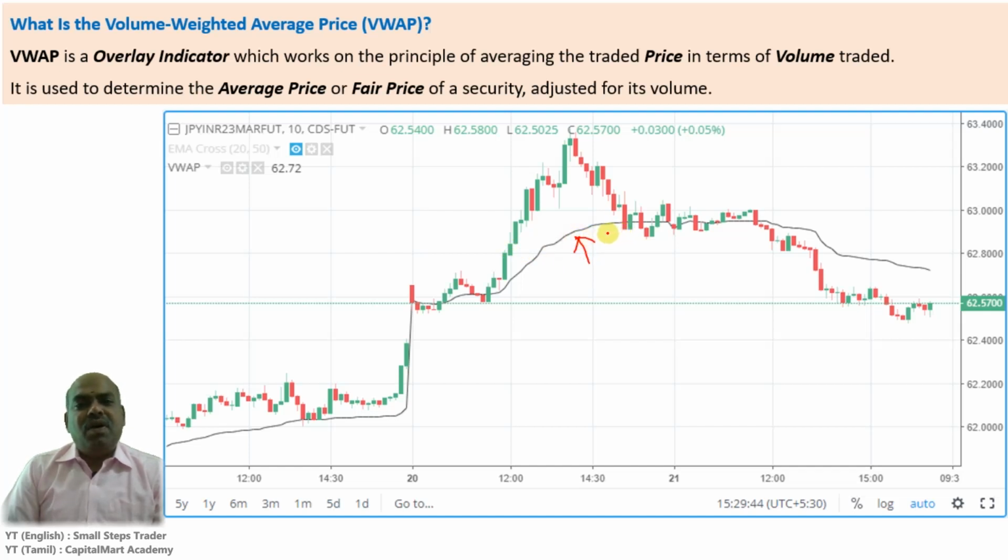And what does it take for the calculation? Both price and volume. What to determine? To determine the fair price for the intraday. The average price, or fair price we can say. So, that is the main purpose of the VWAP.